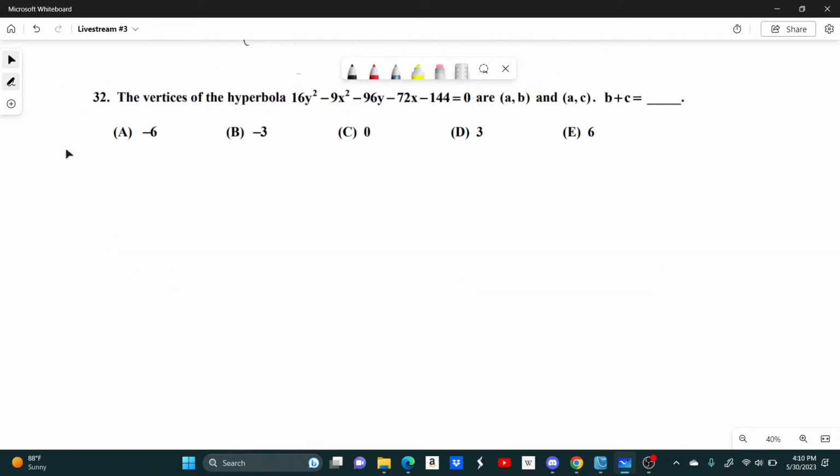Okay, let's see. The vertices of the hyperbola 16y squared minus 9x squared minus 96y minus 72x minus 144 equals 0 are (a, b) and (a, c). Find b plus c. Okay, I'm not gonna lie, finding vertices of a hyperbola is very annoying. I'll go through the long way, and then I'll show you how to do it with the conics solver, unless you just want me to skip to the conics solver on the graph. But I'll isolate it like this, so I'll get all my y's together.